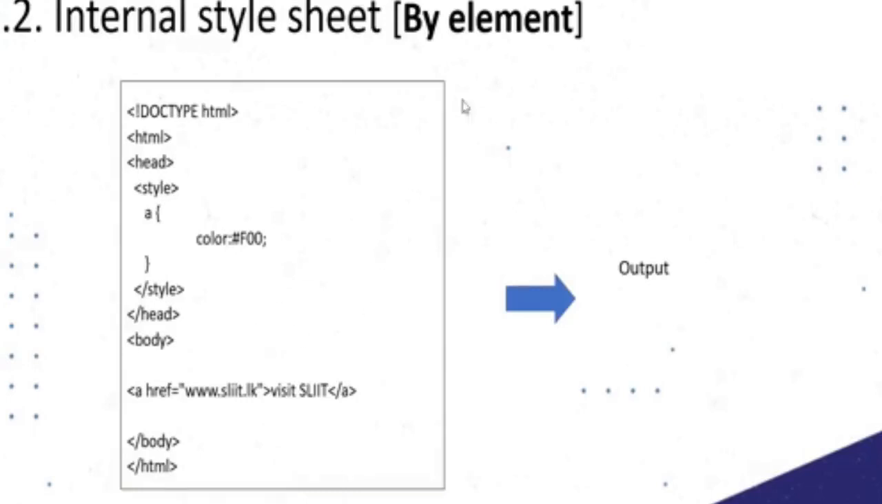Now, here we have a link, a href, www.slit.lk, visit SLIT. So this is just one link with an anchor tag. For that A tag, we have a style here. We are asking to make the color of it to this code. Now this is a style by element, internal style. Clear? Okay.